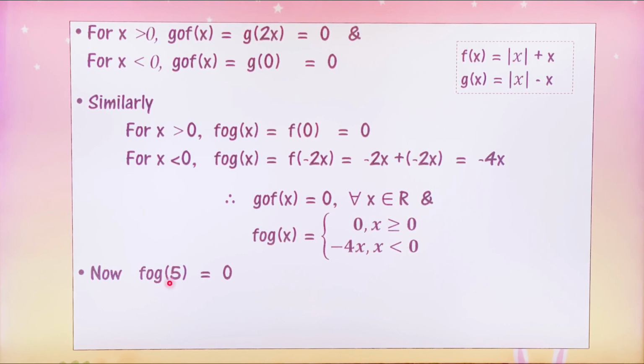Since 5 is greater than 0, f of g of 5 equals 0. Minus 3 less than 0. So we get (f circle g)(-3) equals minus 4 into minus 3 equals 12. Also, (g circle f)(-2) is equal to 0.